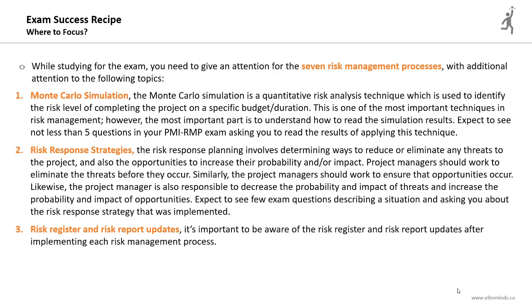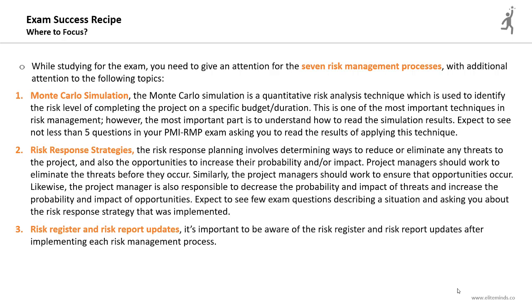Risk register and risk report updates. I mentioned that multiple times during the course. It's important to be aware of the risk register and risk report updates after implementing each risk management process. The primary output of the identify risks process is the risk register and the risk report, but you need to understand when the watch list will be created in the risk register as an output of the qualitative risk analysis, when you will determine the initial reserves after the quantitative risk analysis, when the risk owner will be confirmed after the plan risk responses process, and so on.